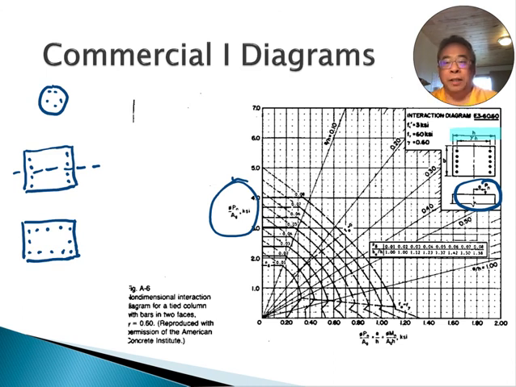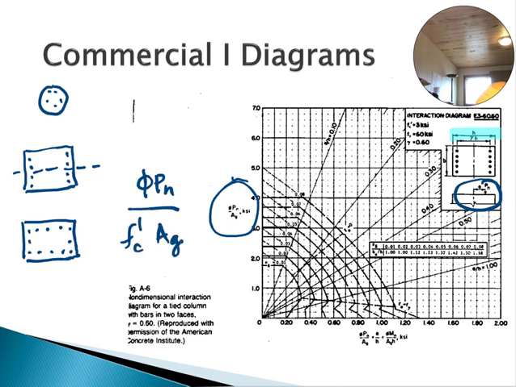I don't try to trick you. I just have only so many of these things that I can find in my books, and they're different. Some of them are like this, phi Pn over Ag. Others look like this. Other ones, they throw an f prime c in the denominator to make it have no units. So be very careful when you use these diagrams to look at the axes to see what they actually are.